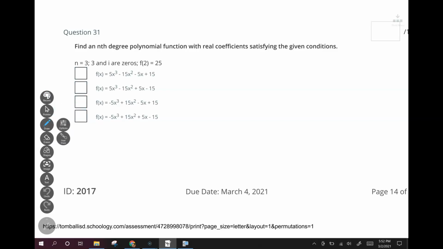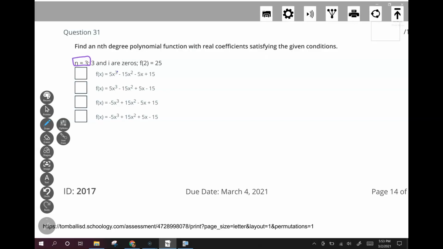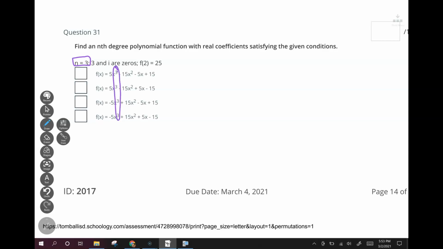So it says find an nth degree polynomial, so n equals 3 in this case, polynomial function with real coefficients satisfying the given conditions. So the degree of your polynomial is 3. That tells you two things. That tells you should have 3 zeros, and that tells you that your degree here, that largest exponent, should be 3. So the zeros that they give me are 3 and i, but I know that I should have 3 zeros, so what's the third zero?